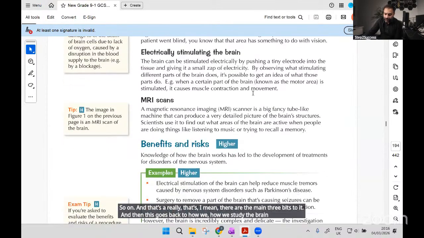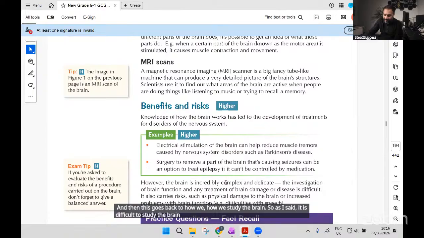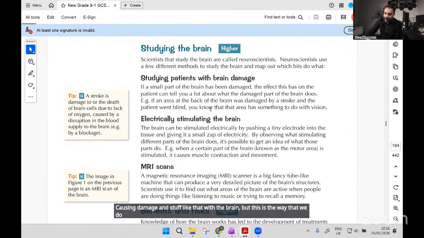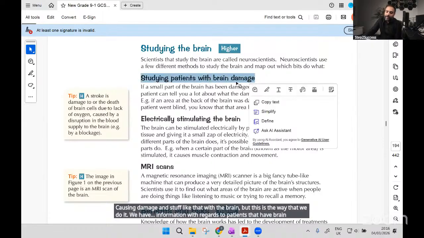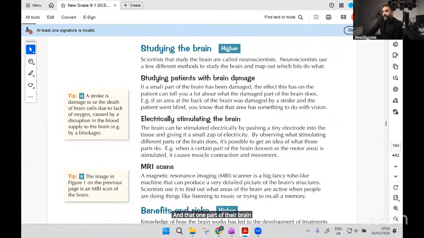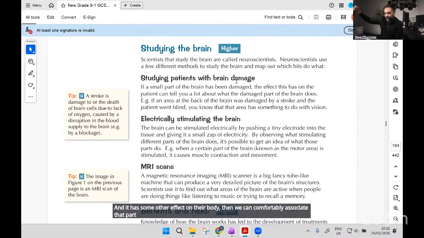As I said, it is difficult to study the brain because it's very complex and delicate. It is very difficult to study it without causing damage. But this is the way that we do it. We have information with regards to patients that have brain damage. So if somebody has brain damage to one part of their brain, and it has some other effect on their body, then we can comfortably associate that part of the brain with that part of the body that's not working or that's affected. So that's how we've learnt more about the brain.